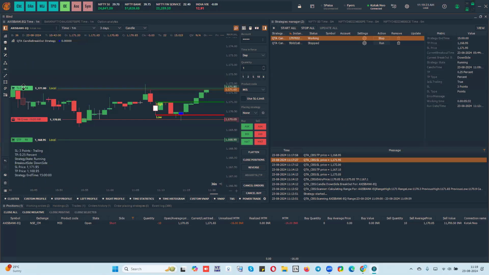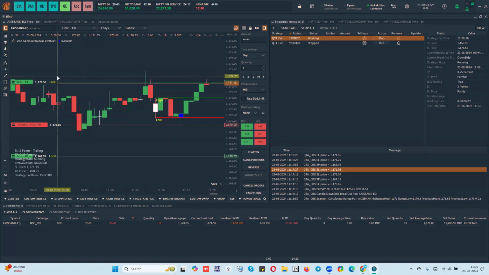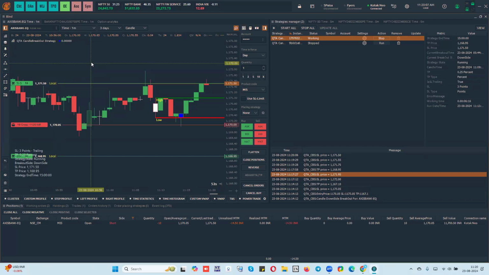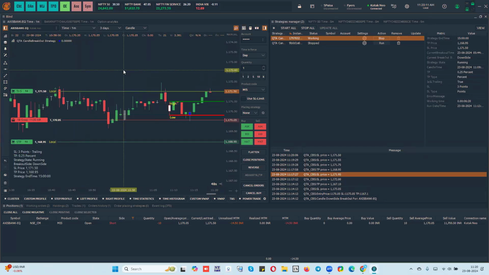So let us exit this particular trade. I will trail my stop loss further down. I just want to show more examples, so I don't want to be in this particular trade for the time being. Let's exit this trade so that we can show maybe an option example as well.